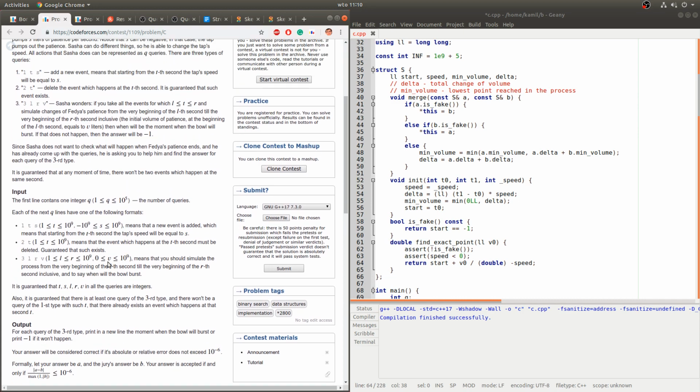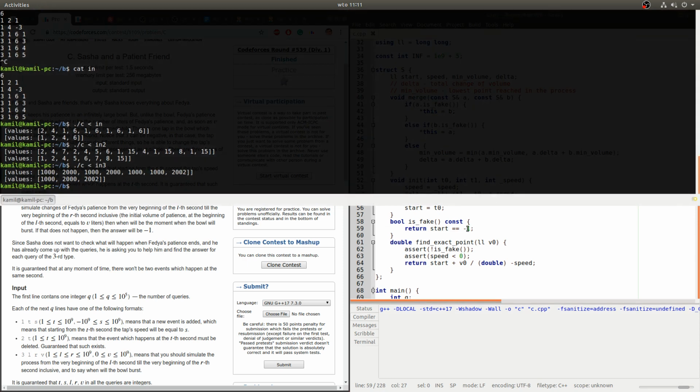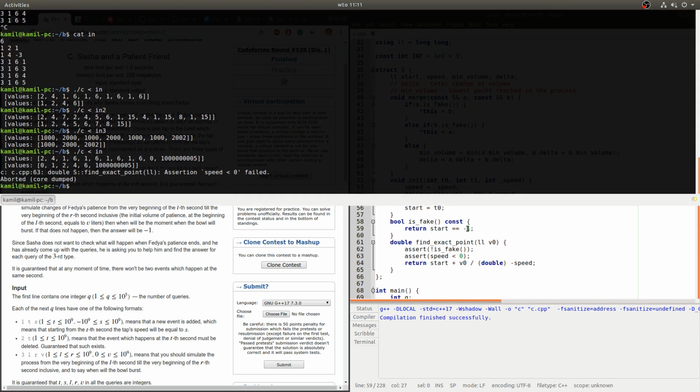So what does a negative value mean? The tap speed will be equal. Positive value means that we decrease the volume or increase. Pumps as liters of patients per second. Okay, I think it's okay, and let's run it. I expect some asserts to fail. Yep, exactly.